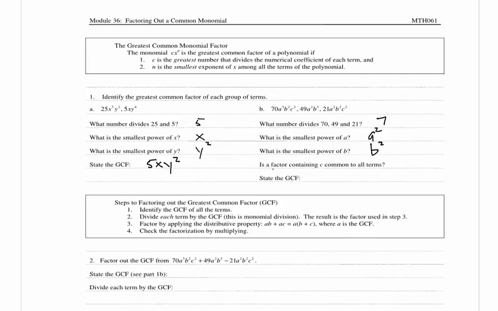And then it asks, is a factor containing c common to all terms? And because our middle term does not have a c in it, the answer is no. And now they want us to state the greatest common factor. So the greatest common factor is going to be 7a squared b squared.